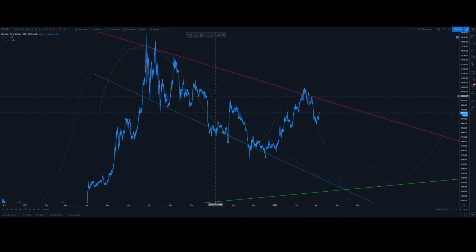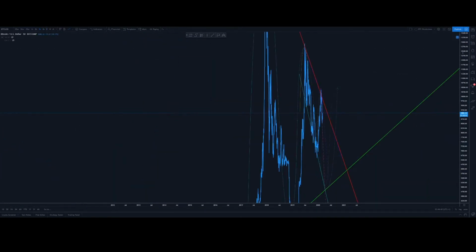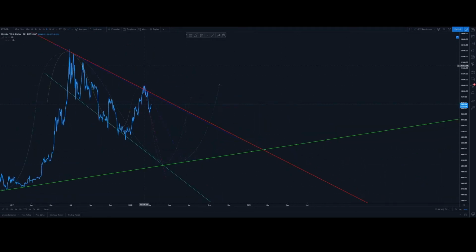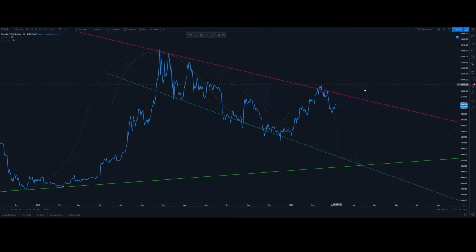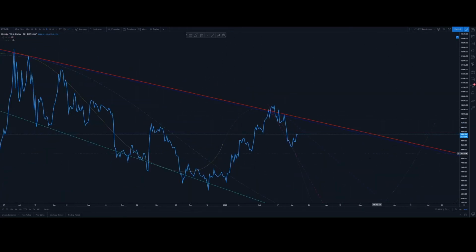Since I'm calling the main pattern the alpha pattern, I call this the beta pattern. And now we've got a possible pattern here emerging.